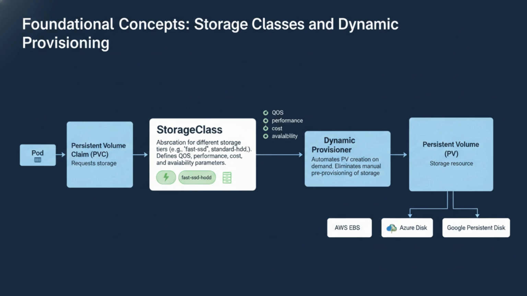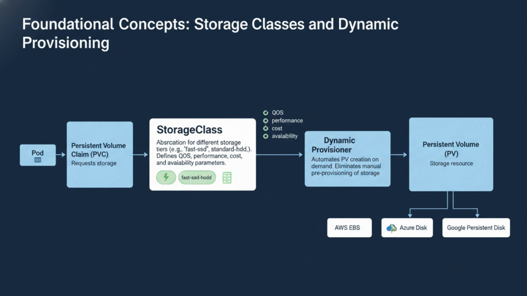At the heart of intelligent PV management lies Kubernetes storage class and dynamic provisioning. A storage class abstracts the underlying storage infrastructure, allowing administrators to define different tiers of storage with varying performance, cost, and availability characteristics. For example, you might have fast SSD for high-performance databases and standard HDD for archival data.